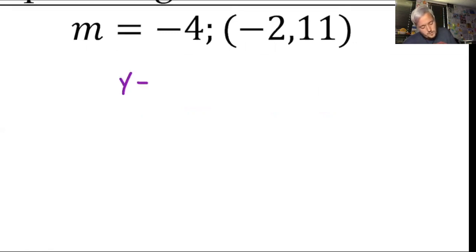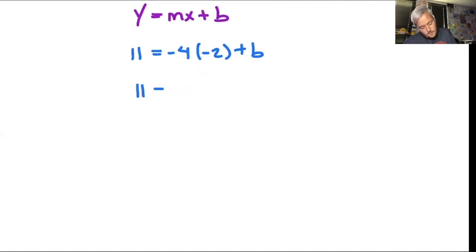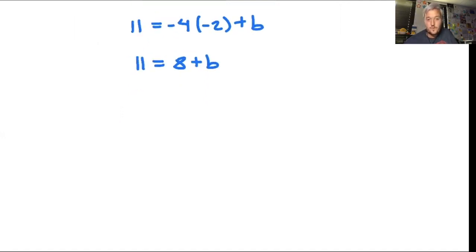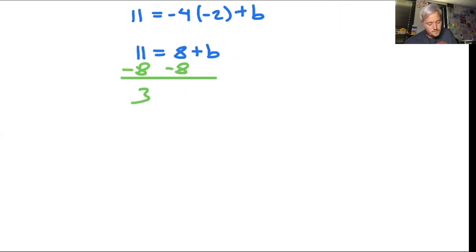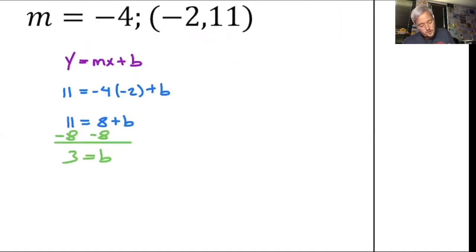So I'm going to start with y equals mx plus b. I'm going to plug in the point and the slope. So I'm going to have 11 equals -4 parentheses -2 plus b. So 11 equals 8 plus b, when you multiply -4 and -2. Now I want to move over that 8, so I'm going to subtract it on both sides. 11 minus 8 gives you 3. So our b value is 3. So now for your equation, we're going to have y equals -4x plus 3.